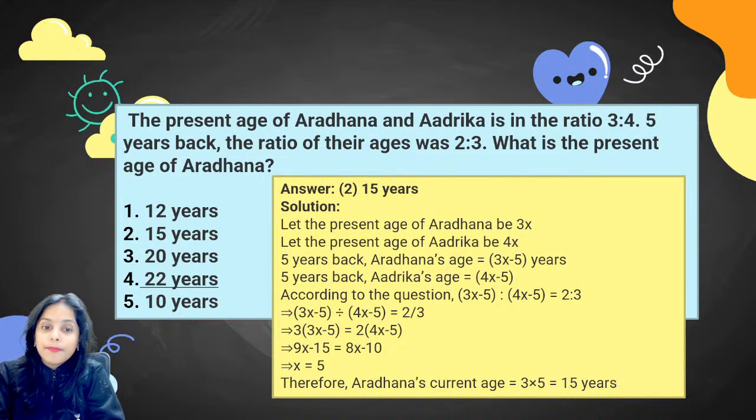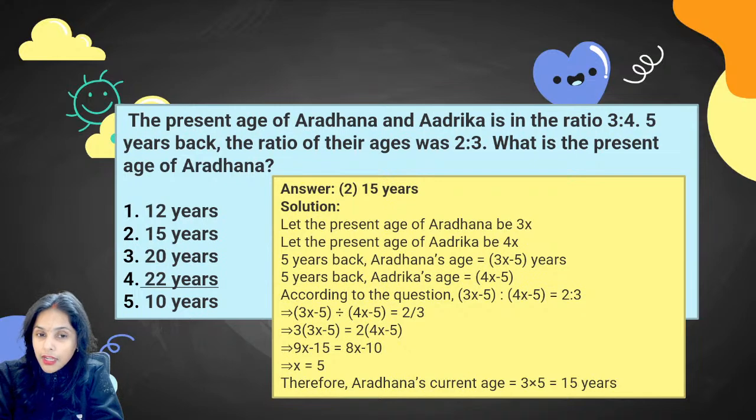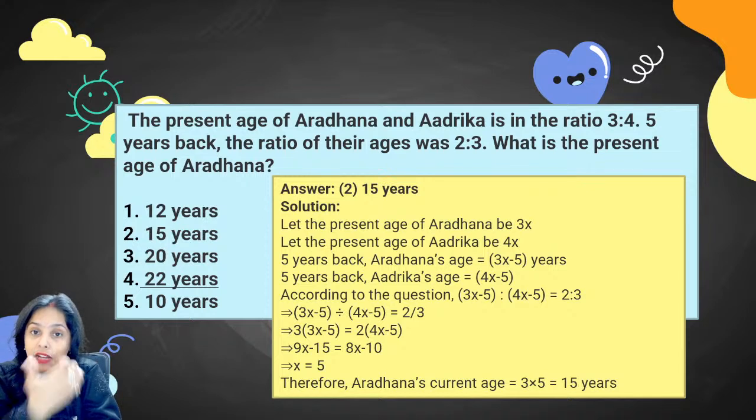So when you solve the equation which we have got here, you are going to get the value of x. And once you have the value of x, you can easily find the present ages of Aradhana and Adrika. Aradhana was 3x, so x is 5, so 3 into 5, that's 15 years. Very, very simple and clear.